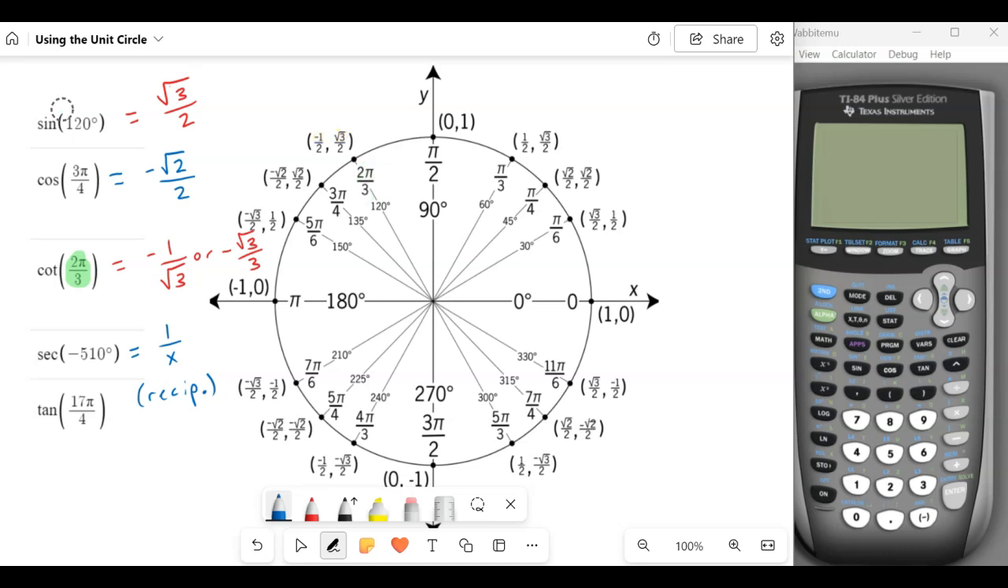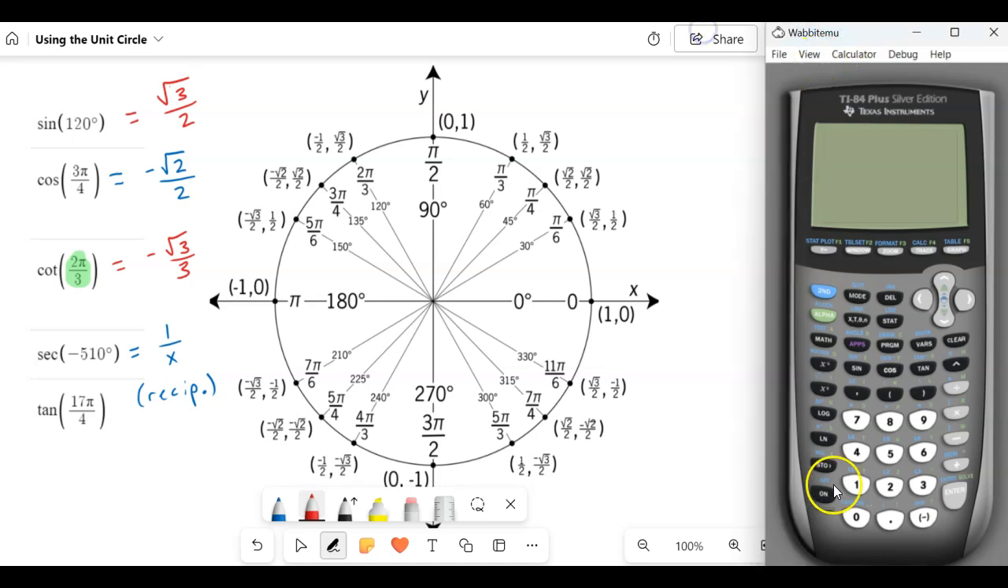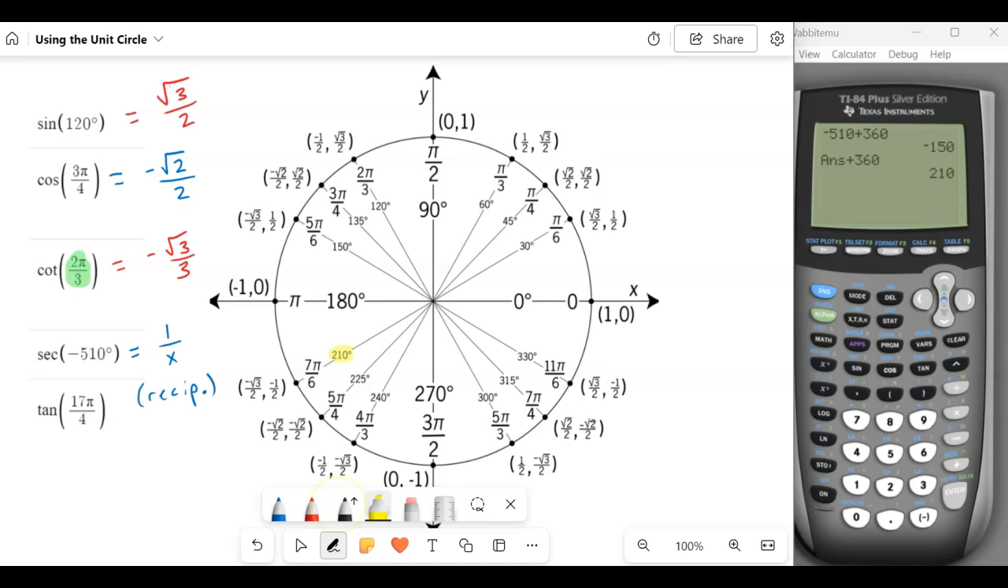So I'm going negative 510 degrees. Now, 510 is bigger than 360. So what I would do in a problem like this is I would take the negative 510 and I would add 360 until I got a positive number. So there's 210. There's the angle that I'm dealing with.